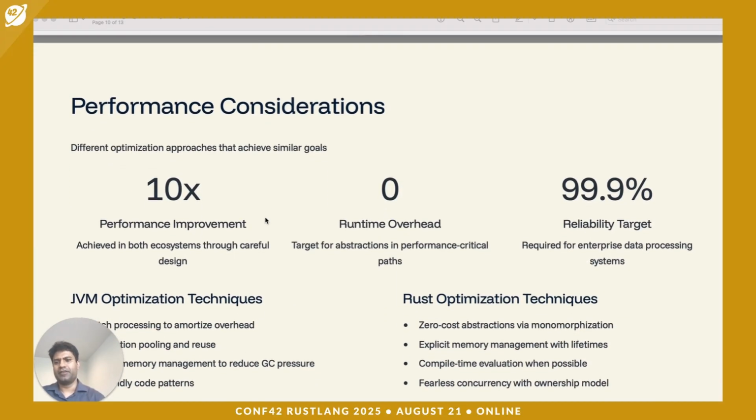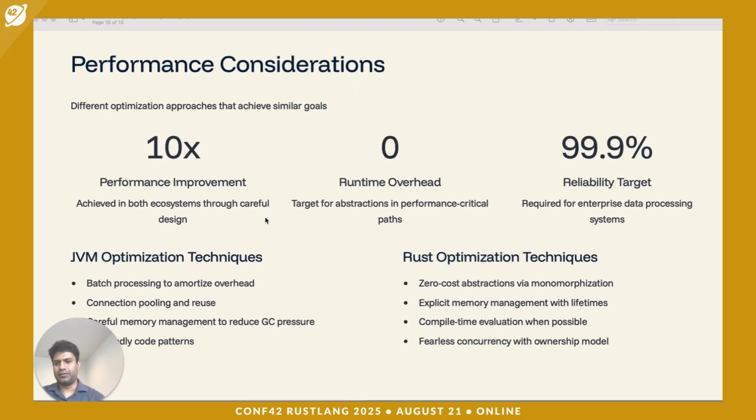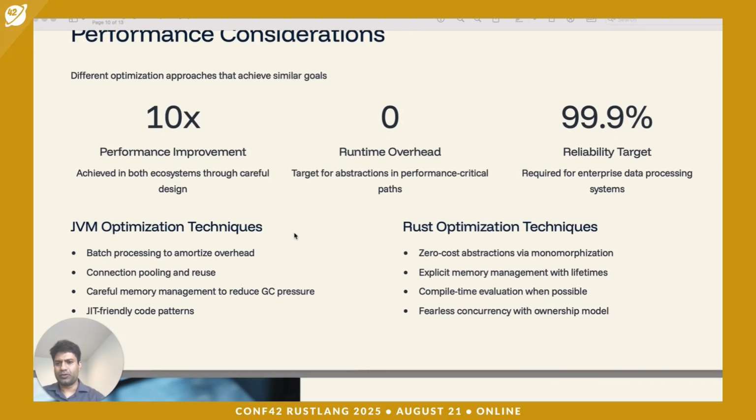So, what have we achieved after the different optimization approaches that achieved similar goals? We took care of batch processing in JVM optimization, connection pooling and reuse instead of creating connections every time to reduce the pressure on GC, and careful memory management and reuse to reduce the GC pressure, and JIT-friendly code patterns to reduce memory.